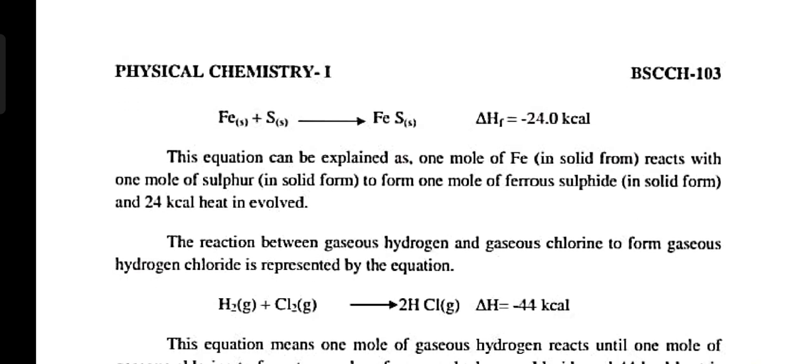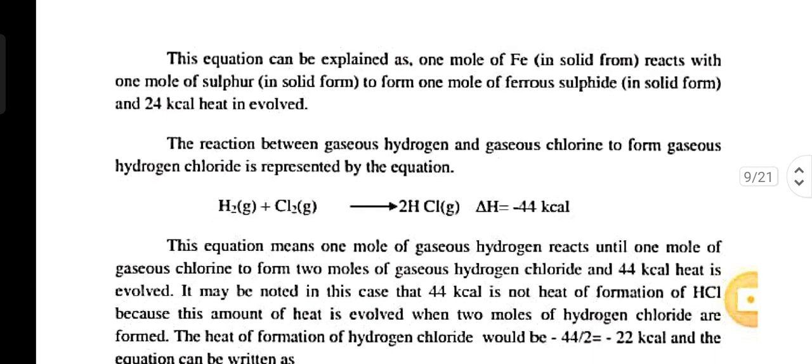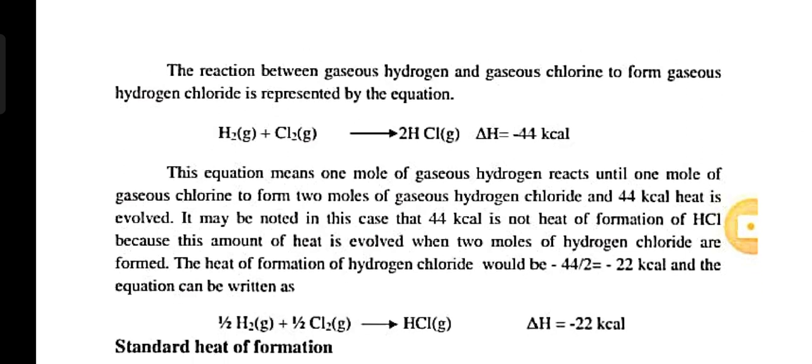The reaction between gaseous hydrogen and gaseous chlorine to form gaseous hydrogen chloride is represented by the equation: hydrogen gas plus chlorine gas give HCl gas, heat of enthalpy is −44 kilocalorie. This equation means 1 mole of gaseous hydrogen reacts with 1 mole of gaseous chlorine to form 2 moles of gaseous hydrogen chloride, and 44 kilocalorie of heat is evolved.